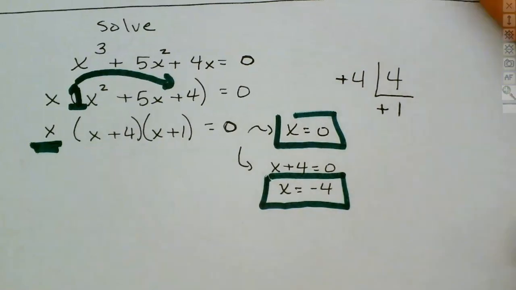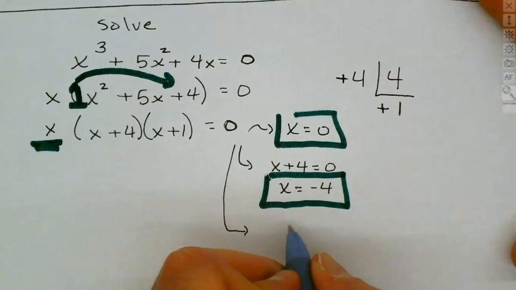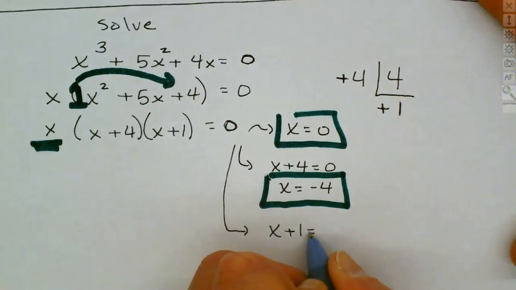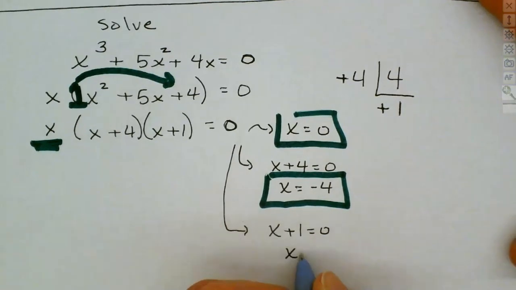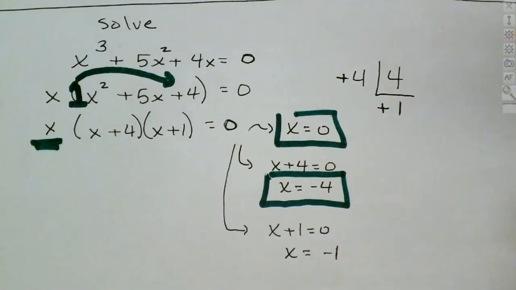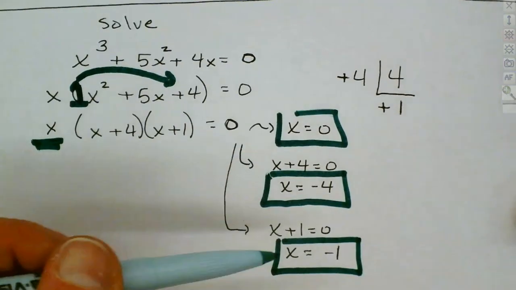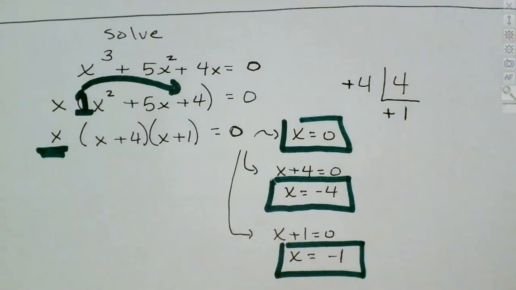And what about my last one here? The last one is x plus 1 equals 0. So what would my third and final answer be? Negative 1. So what are my 3 answers? 0, minus 4, minus 1. Is everyone okay with how I did that?